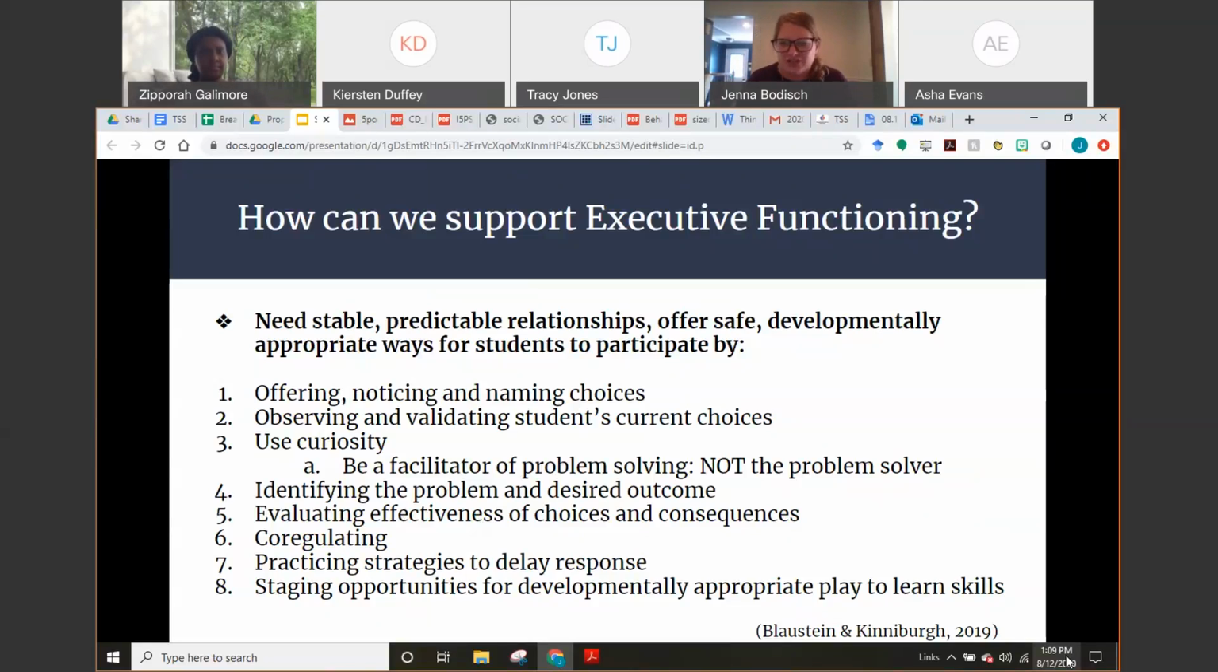We're not saying, why'd you do that? But we're being curious about it, right? And helping students to be curious about their own choices. It's not blaming, it's not shaming, anything like that.